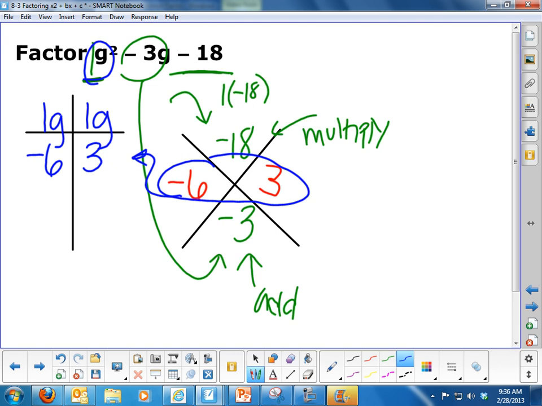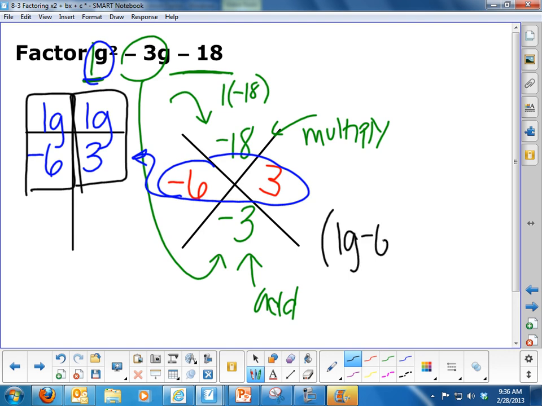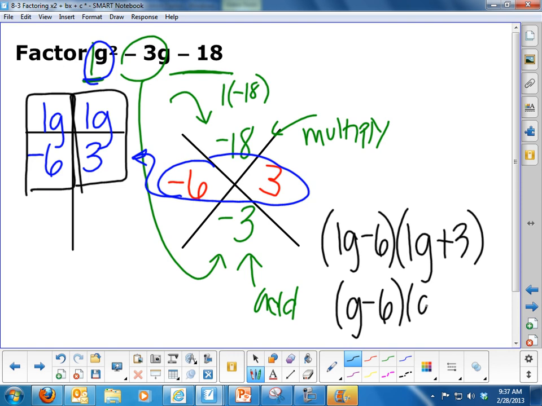Now what you want to do is look at each of these two things separately and see if they can be simplified or reduced. Think of them like fractions even though they are not fractions. If it can be reduced, like a fraction can be reduced, you want to do that. In our case, 1 over negative 6 cannot be reduced or simplified, so I am simply going to write that as my first binomial, g minus 6. My second binomial would be 1g plus 3. Now, do you need to write the 1's in front? Absolutely not. Can you? Absolutely yes. So this would be my answer.